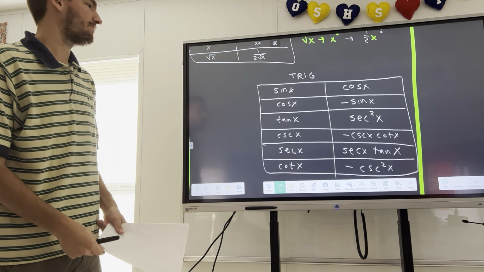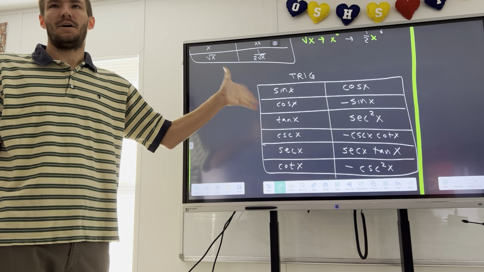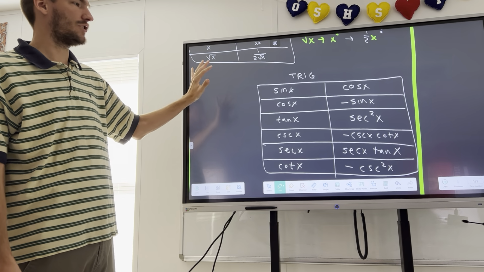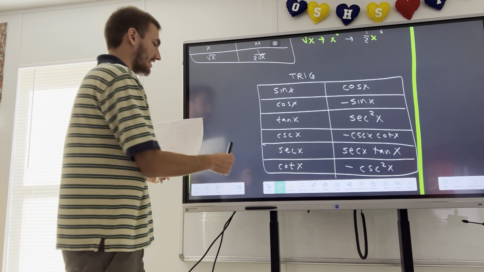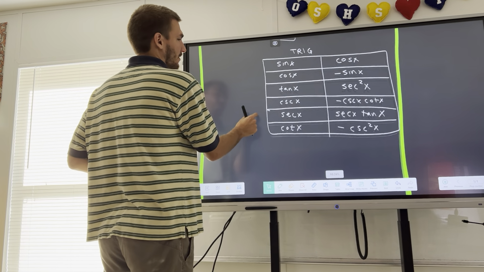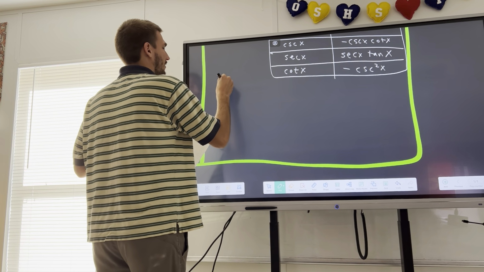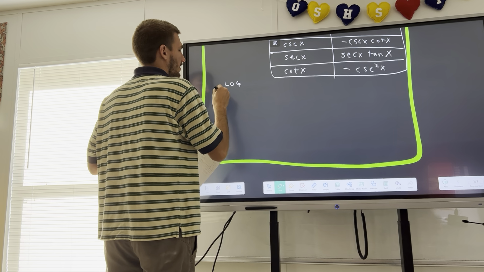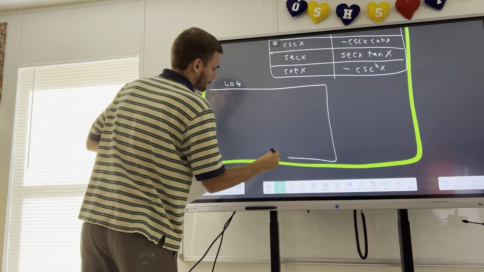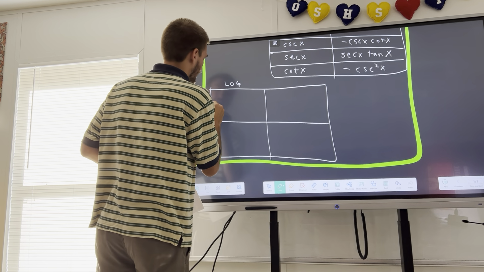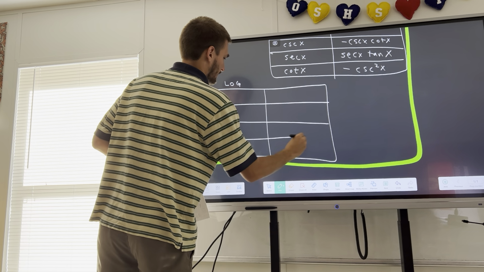All right. All of a sudden, that's a little crazy looking. Okay, we'll talk once we get these last four down about an easy way to memorize those. The last four that we want to memorize are the log ones. There's four of these.